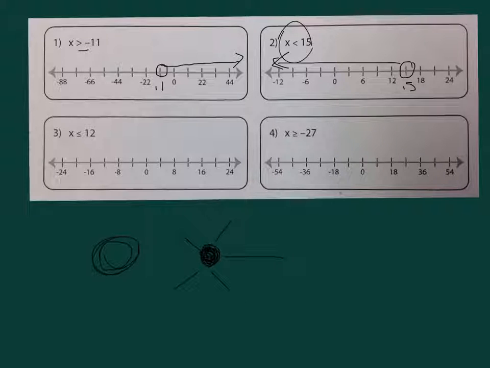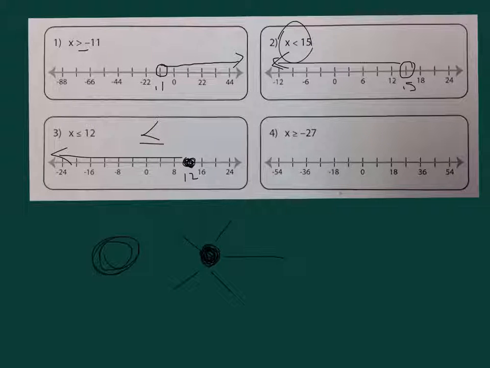Number 3 says x is less than or equal to 12. Well, I find 12, and 12 is right here. Because it says less than or equal to, I make it a solid circle, color it in, and the arrow goes to the left.